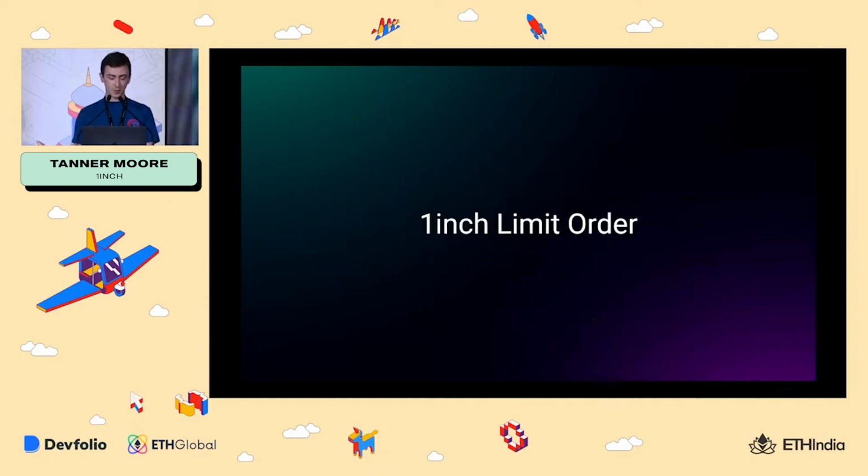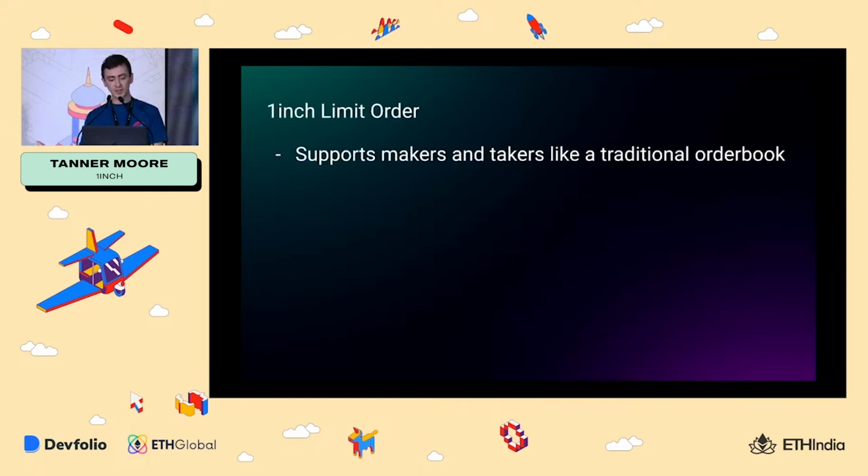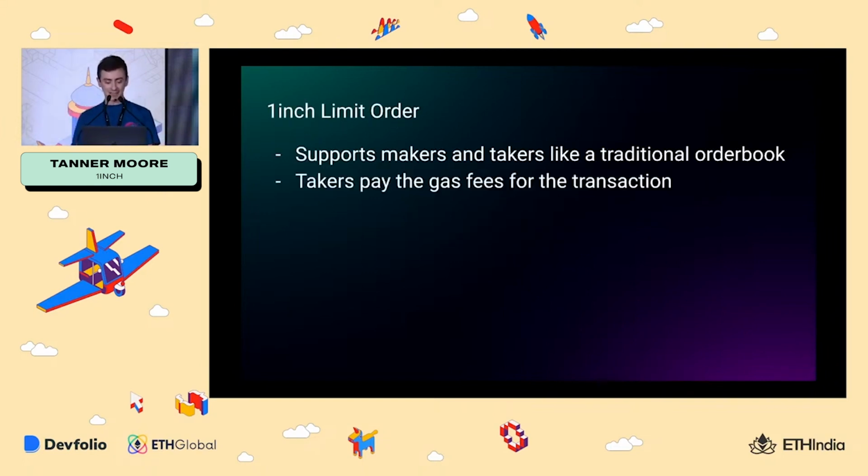Next, let's talk about 1inch limit order. So this supports makers and takers like a traditional order book. Takers pay the gas fees for the transaction, which means gasless swapping from the user's perspective. And this removes MEV opportunities.